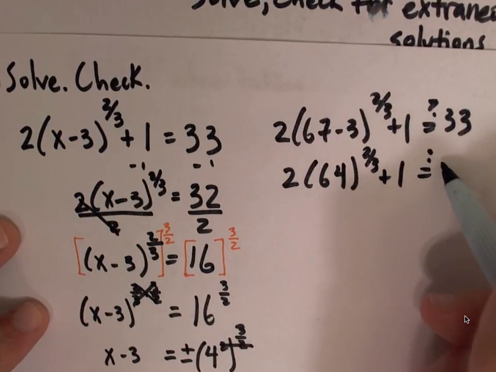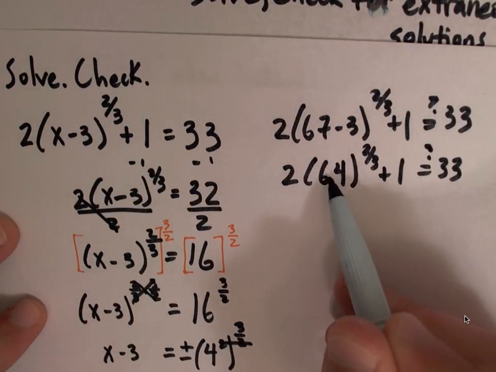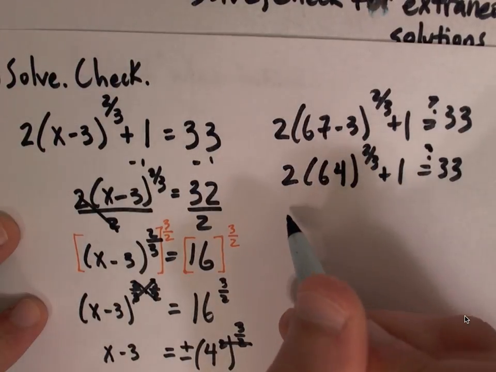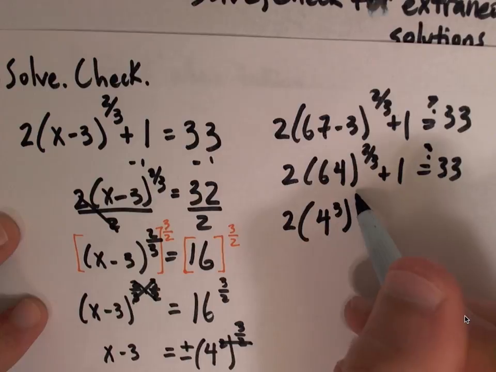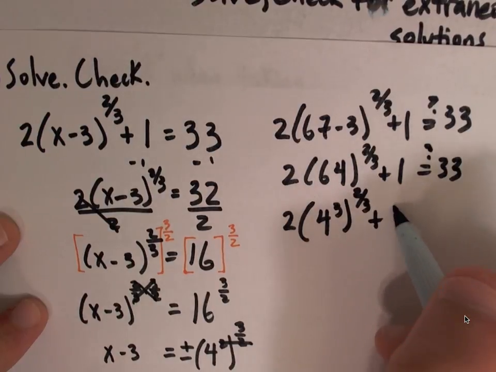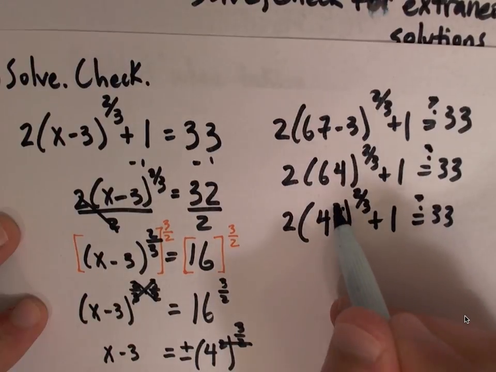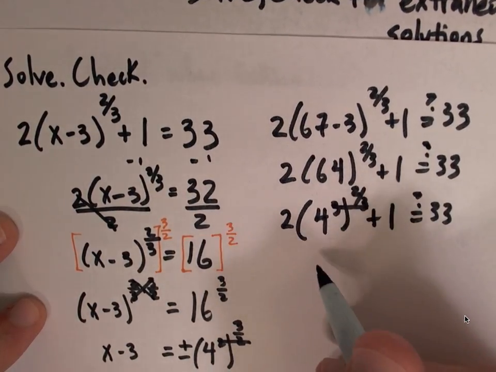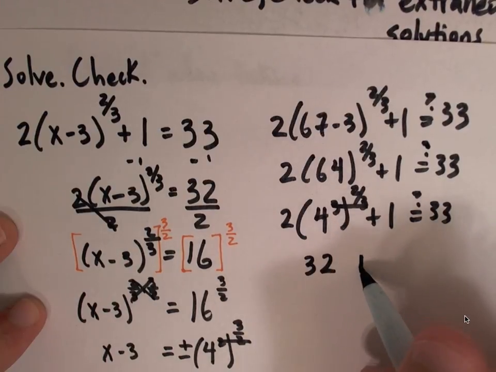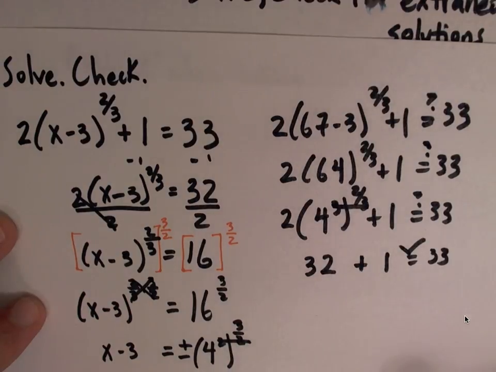Does that equal 33? Well, 64 to the 2/3. I could do 64 squared and cube root that, or I could cube root 64 first. So let's rewrite that. So that's going to be 4 cubed to the 2/3 plus 1. So the 3's are going to become just 1, so we get 4 squared here. 4 squared is 16. 16 times 2 is 32. Plus 1 does equal 33, so it looks like 67 checks out.